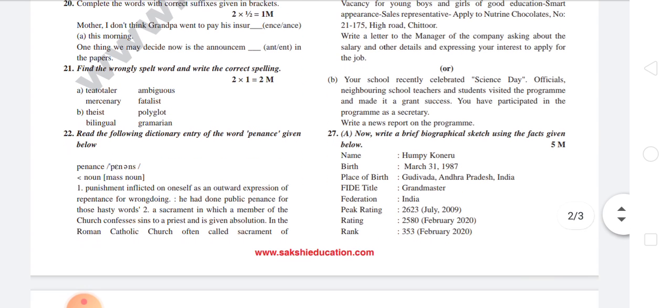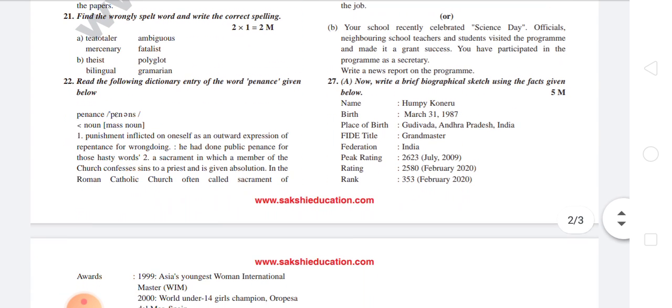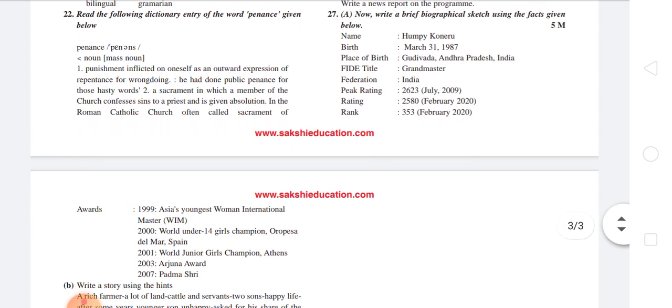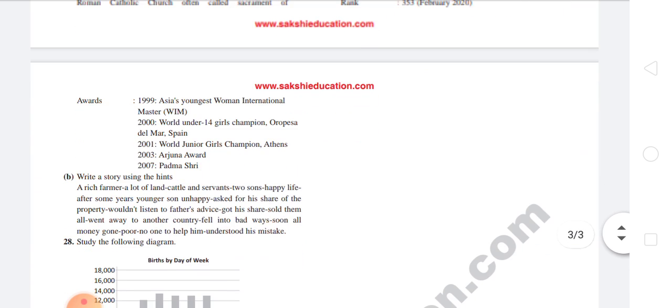Then the 27th question. In this also you will get options. If you want to write A, you have a biographical sketch. Otherwise if you want to write B, you get story writing. What you would like to write is your own choice. Whatever you write, you will get 5 marks in this 27th question also.